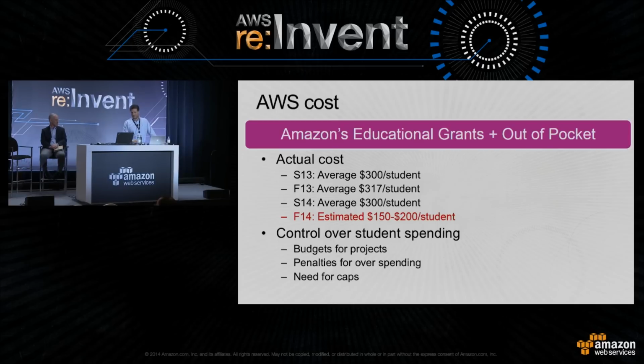In the first spring, we spent $300 per student. So anything on top of the educational grant, we had to pay out of pocket. And this last semester, given the discounts that AWS implemented last March, and given our budgets and penalties, we think we're going to be around $150 per student per semester. So that's important, but a request to AWS, please implement caps. That would make our lives easier.